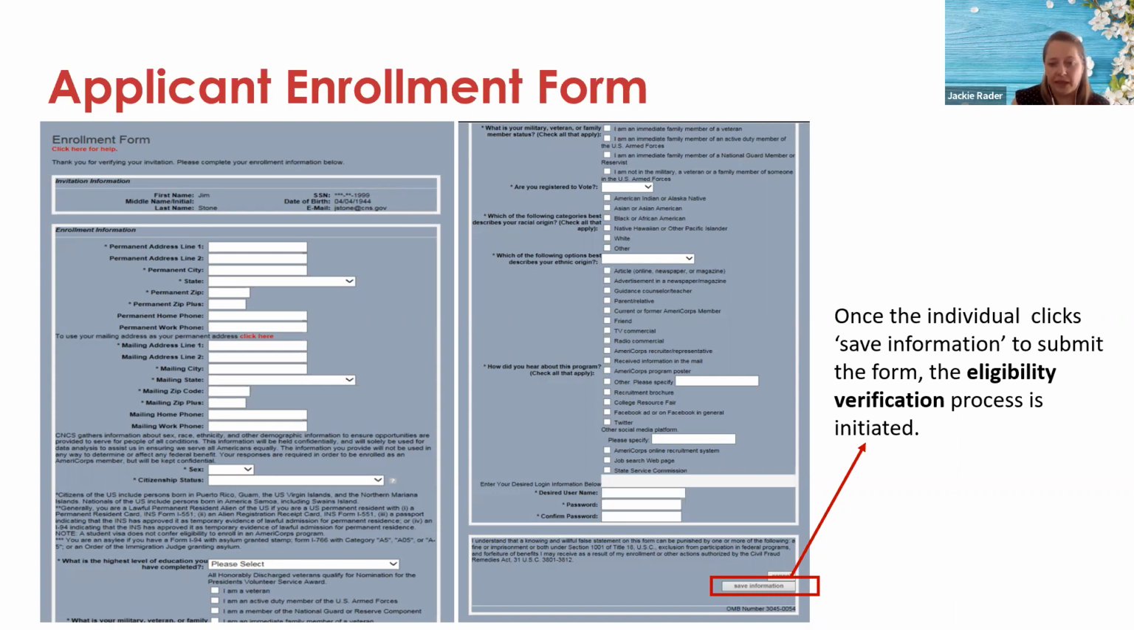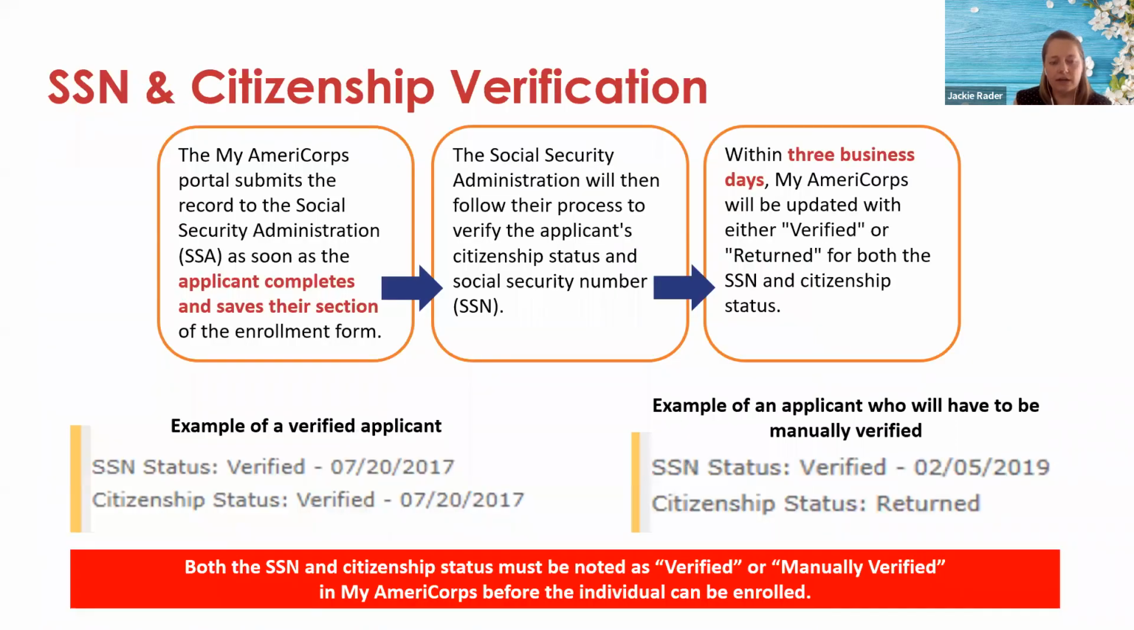Once they do that, the eligibility verification process is initiated. What that means is their Social Security number and citizenship have to be verified. Once they hit save on the enrollment form, the process to verify their SSN and citizenship starts. It is done by the Social Security Administration, and it is done automatically most of the time. So once they hit submit, it goes to the SSA. They start that verification process.